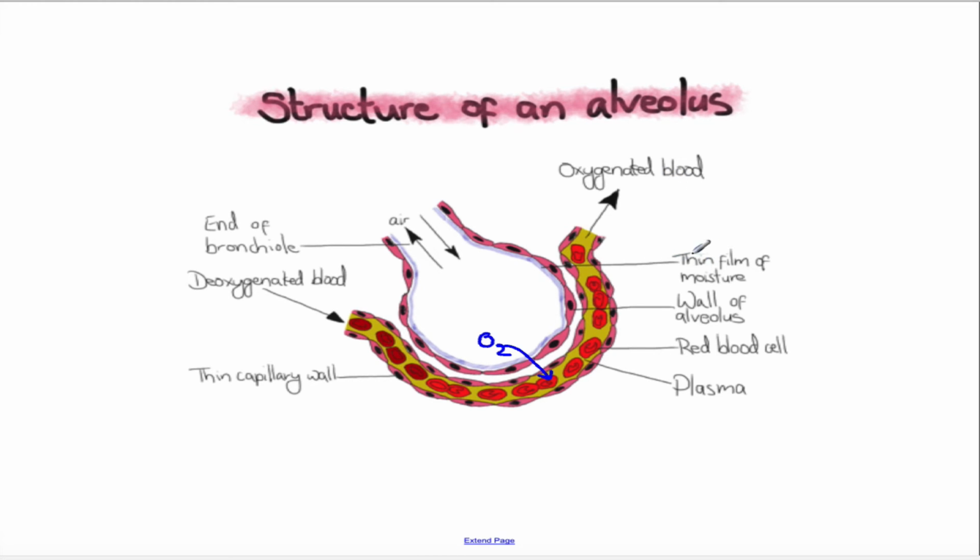Okay, so a thin film of moisture, we've got a very thin wall, we have a very, very good blood supply. And the other thing that makes alveoli so very good at their job is the fact that there's just so many of them, that the surface area for them to actually diffuse oxygen into the blood is huge. Okay, so if you add up the very many millions of alveoli in your lungs, there's a huge area for them to diffuse in. And remembering, of course, we've also got carbon dioxide diffusing out.